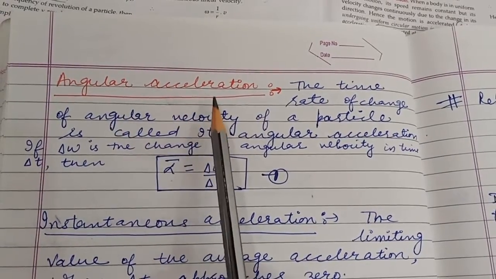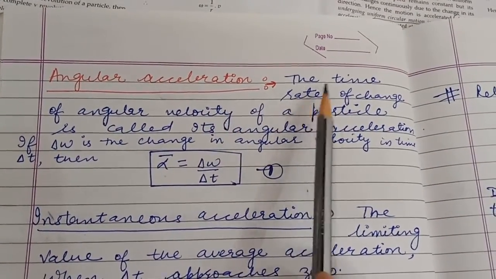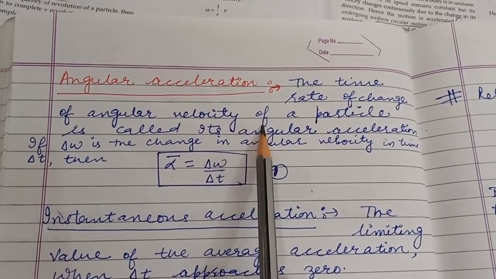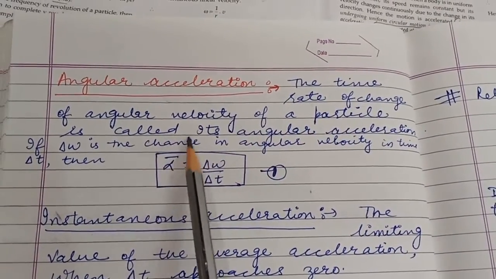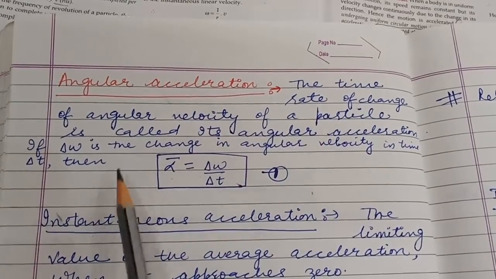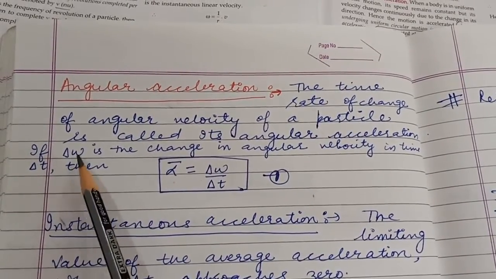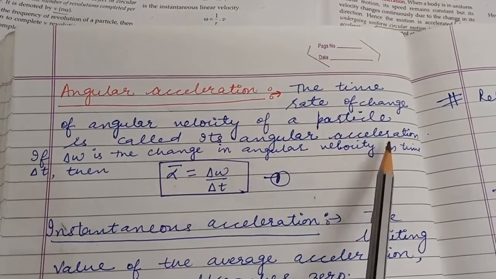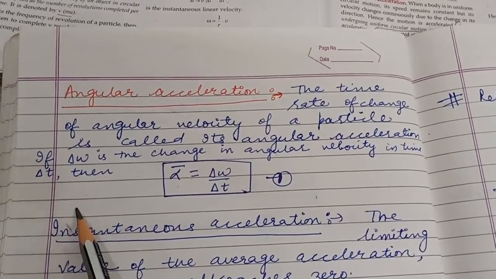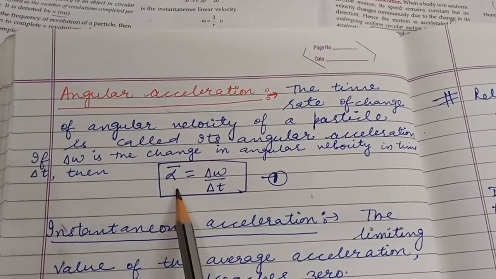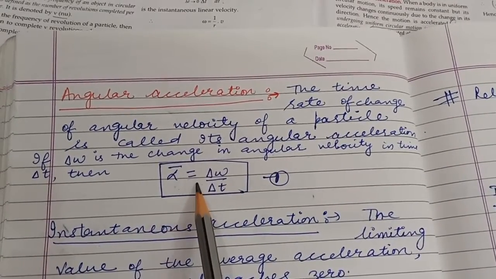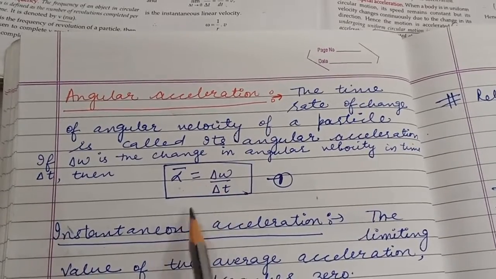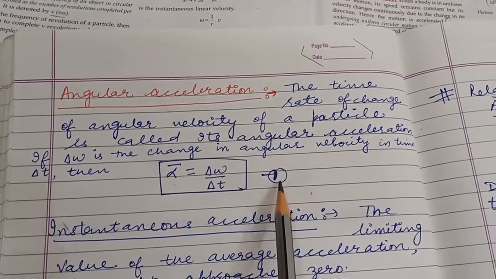Next topic is angular acceleration. The time rate of change of angular velocity of a particle is called its angular acceleration. If delta omega is the change in angular velocity in time delta t, then average angular acceleration is equal to delta omega upon delta t. Take this as equation number 1.